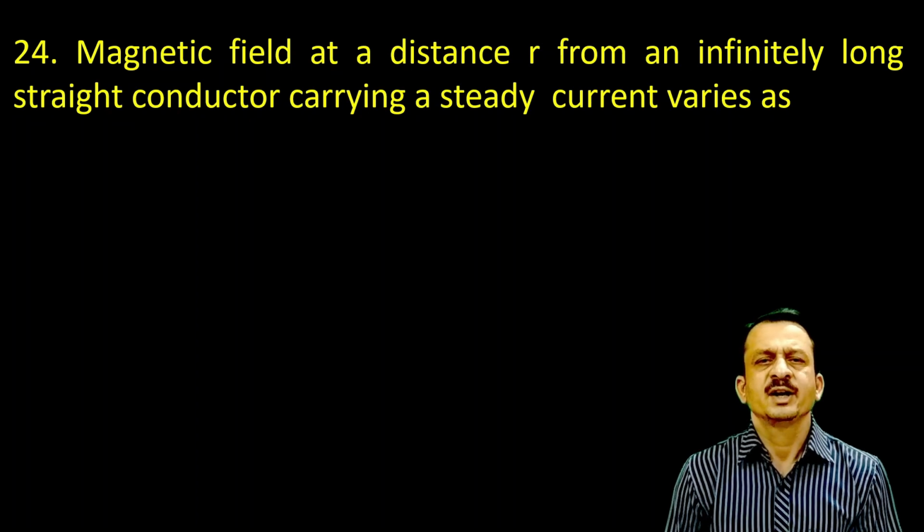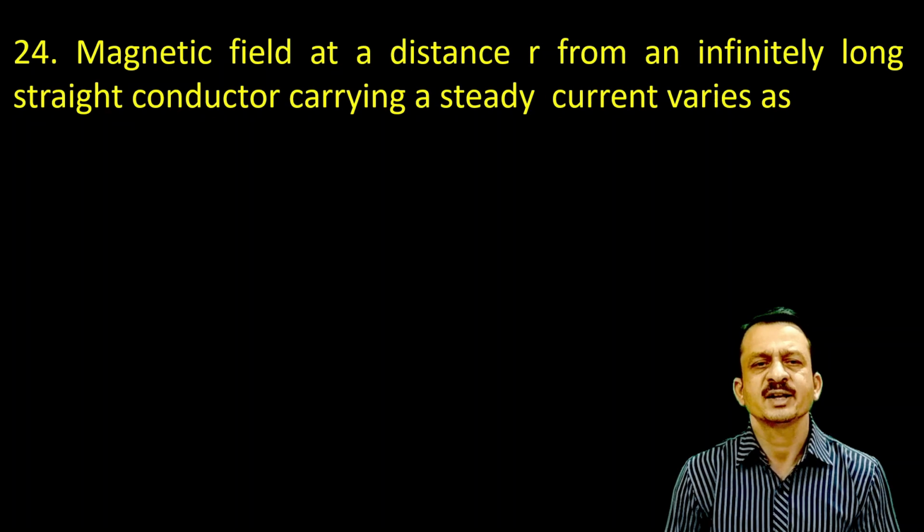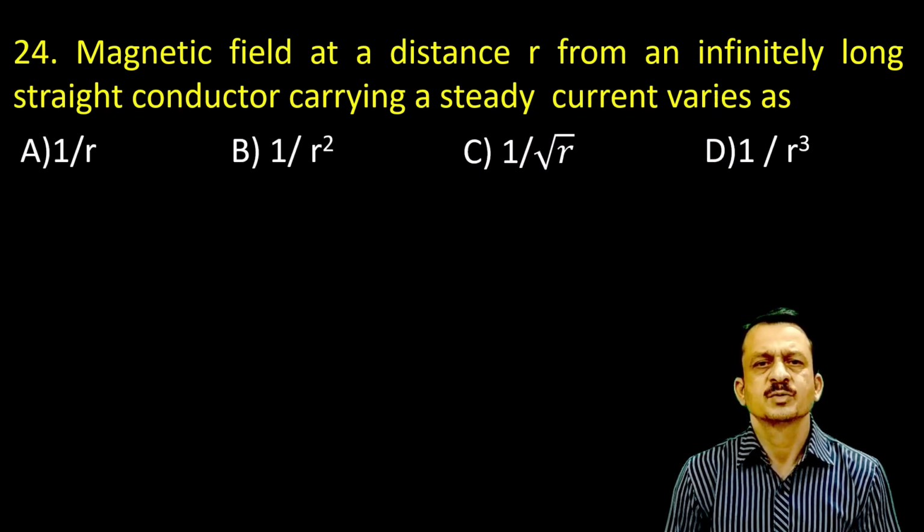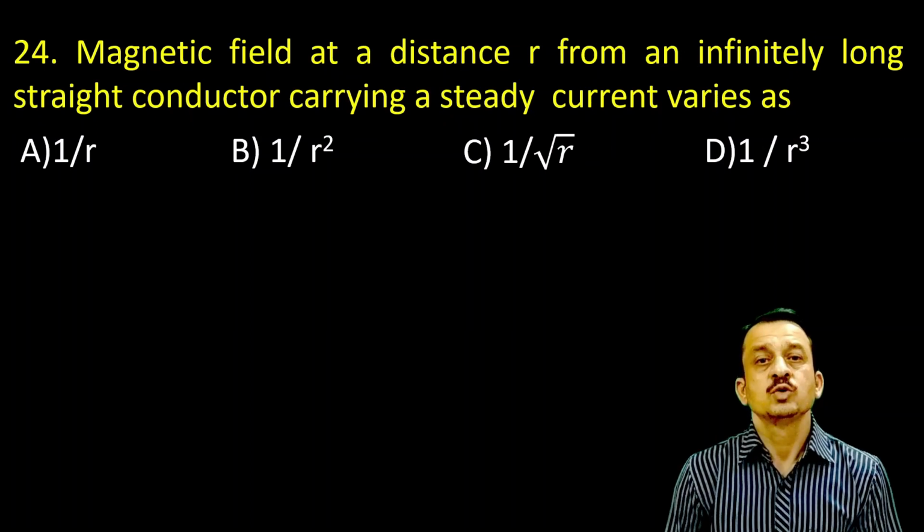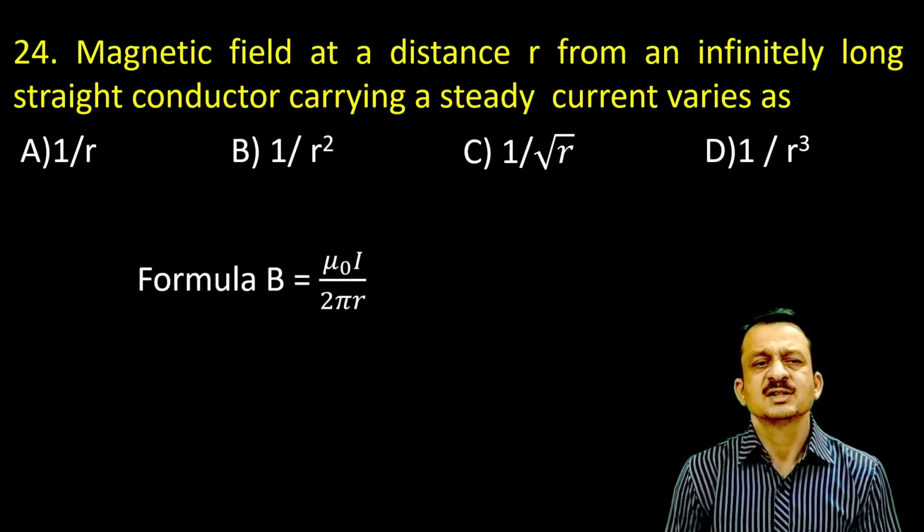Magnetic field at a distance r from an infinite long straight conductor carrying a steady current varies as. Options: A, 1 by r, B, 1 by r square, C, 1 by root r and D, 1 by r cube. Now here they have given an infinite straight conductor. The magnetic field at a certain distance r from the infinite straight conductor, we have the formula. So B is equal to mu naught I divided by 2 pi r. Now that is the formula.